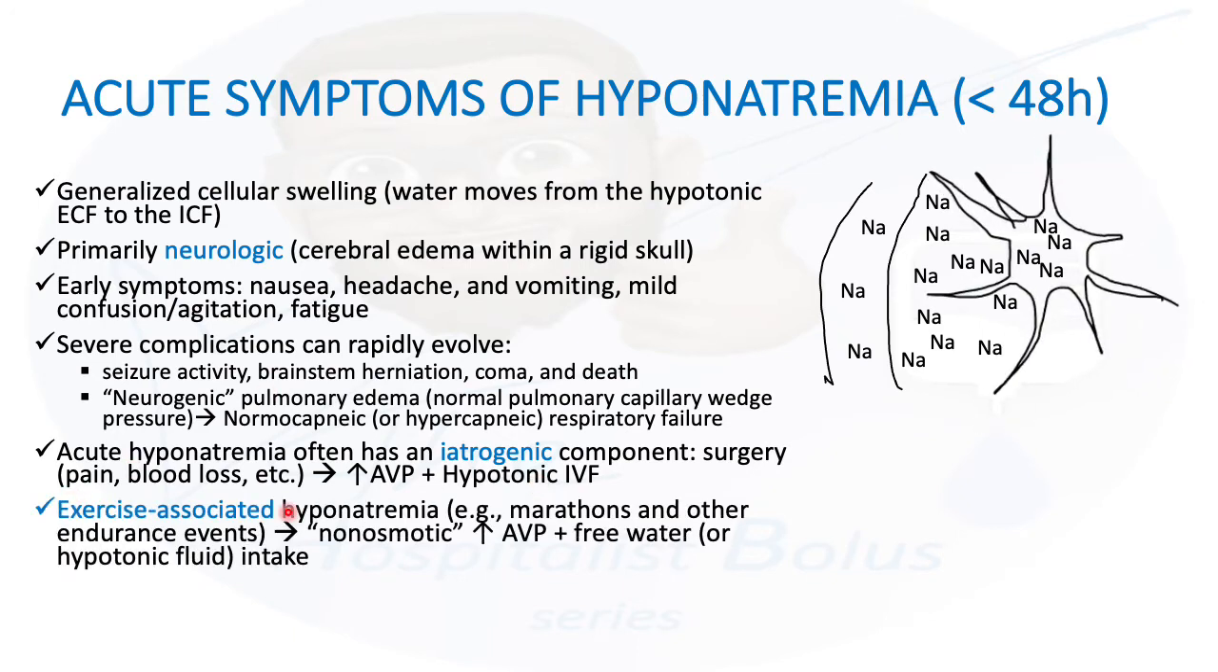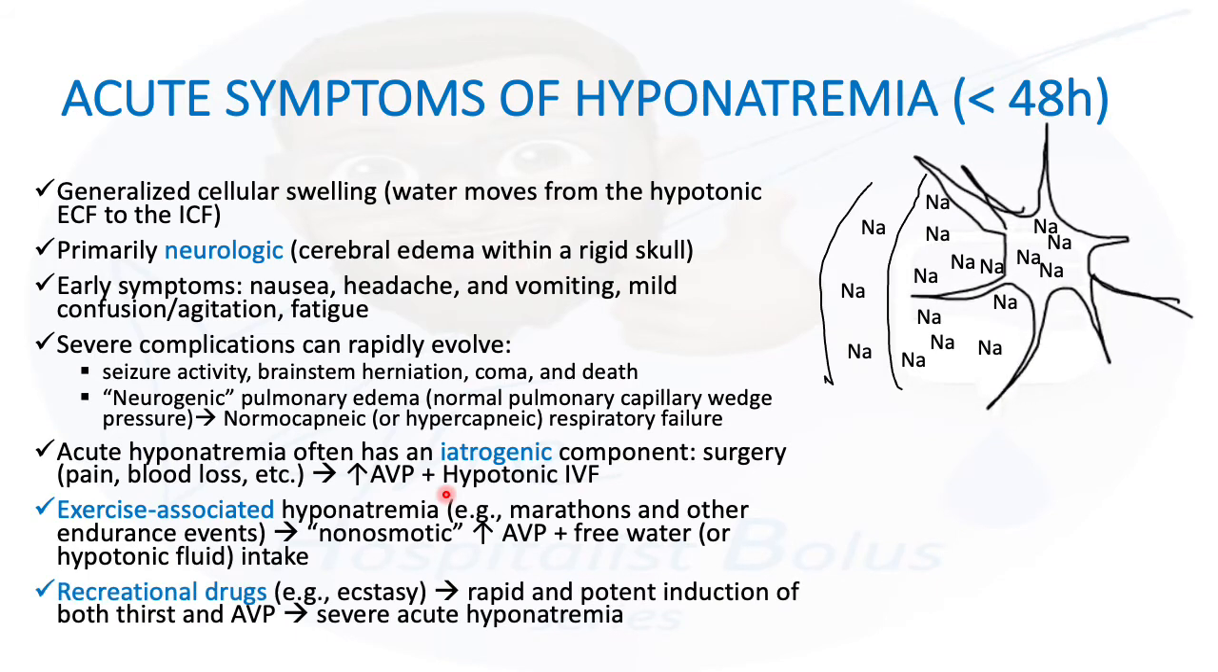Another situation is exercise-associated hyponatremia. For example, in marathon runners and other endurance events, there might also be an increase in the AVP. And then if the patient drinks a lot of free water or any hypotonic fluid rather than isotonic fluid, this can also lead to the development of severe acute hyponatremia.